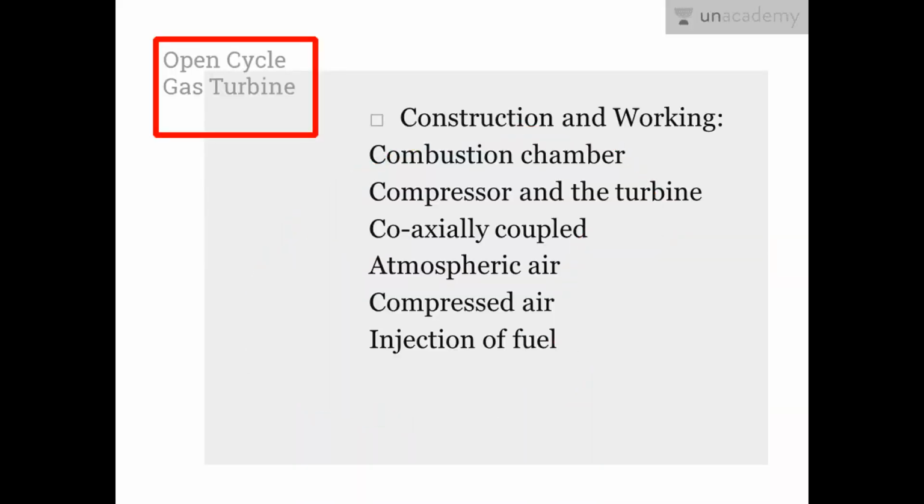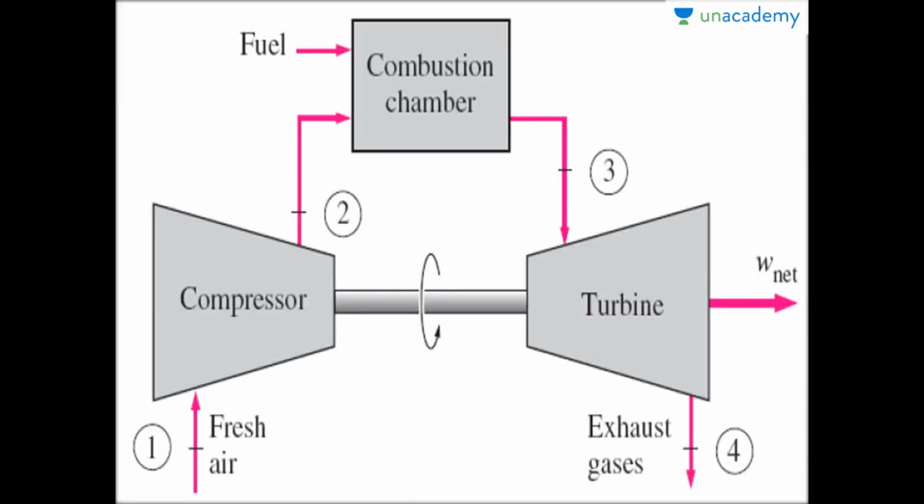So open cycle gas turbine, let's move on to the construction and working. The combustion chamber is connected in between a compressor and the turbine. The compressor, turbine and generator are coaxially coupled. The atmospheric air is drawn into the compressor. The compressed air is delivered into the combustion chamber. Meantime, the fuel is injected into the combustion chamber at constant pressure.